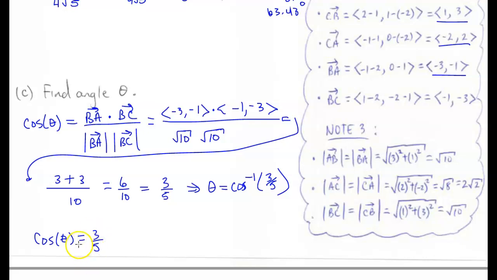Since 3 over 5 is positive, we know that our angle theta here is going to be in between 0 and 90 degrees. And if we were to actually put that in our calculator and figure it out, this would be roughly 0.93 radians. In degrees, it would be roughly 53.13 degrees. So go ahead and write that here. All right, so that concludes this example. We'll go ahead and move on to example number 4 now.